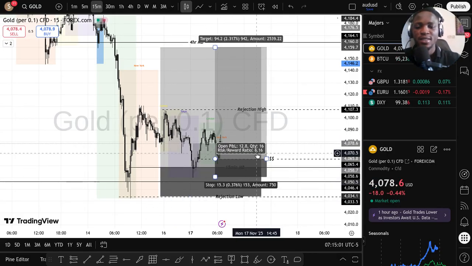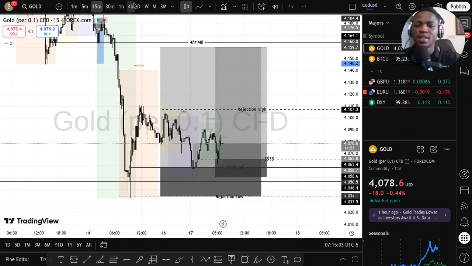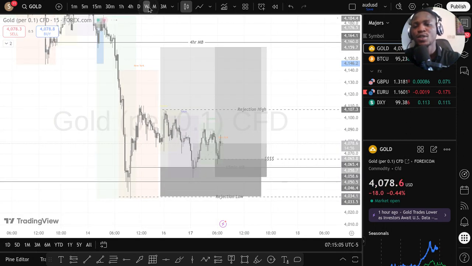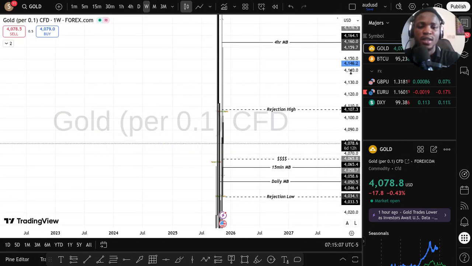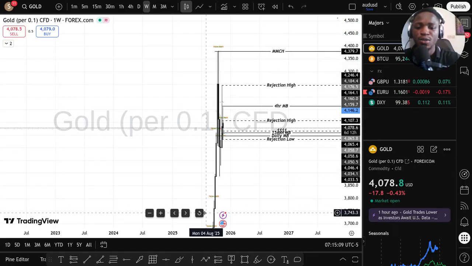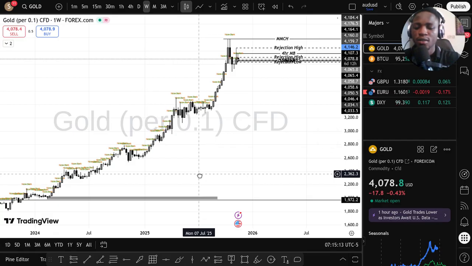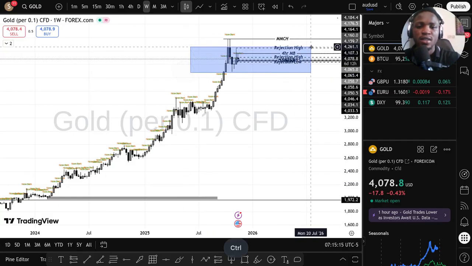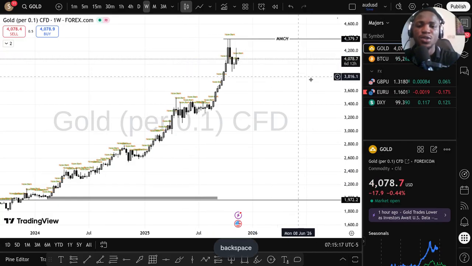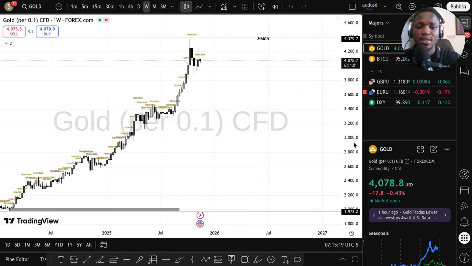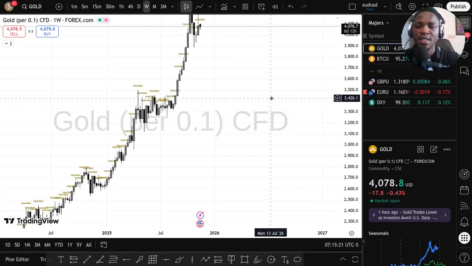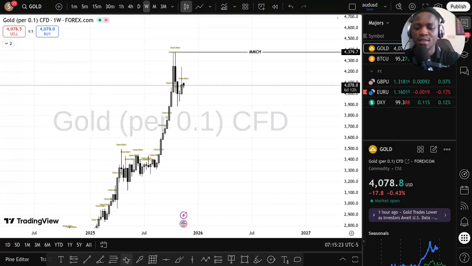So how did I get this trade idea? Let's dive right in. I'll come up to the weekly time frame. Last week Friday, due to the hawkish tone of the US Fed, gold sold. There was a huge dump on gold, so I'll be restarting the whole analysis from the beginning, right? So we have this on the weekly time frame.